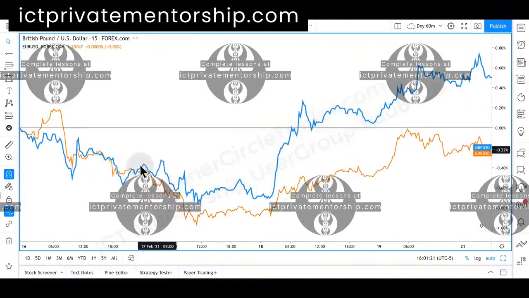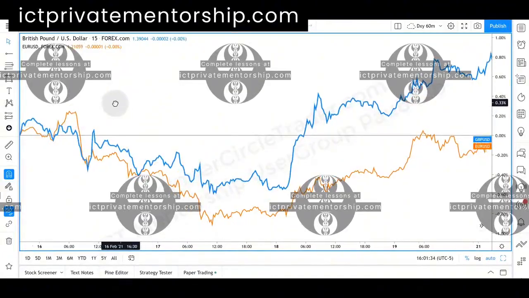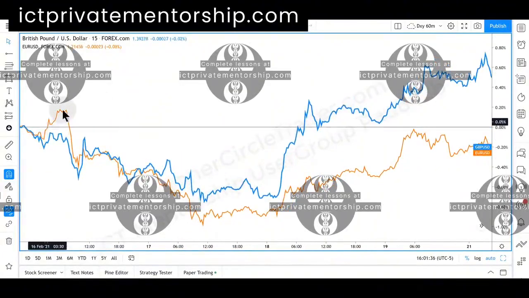See a lot of distribution. The orange makes a lower high, blue makes a higher high. In order flow being bearish, you can see it's a nice sell off there. Nice distribution here. Let me go back to where it was. Higher in euro. Cable failed to make that higher high.